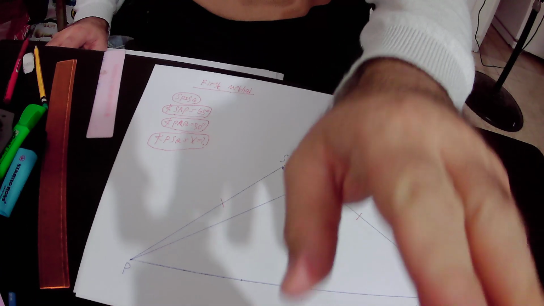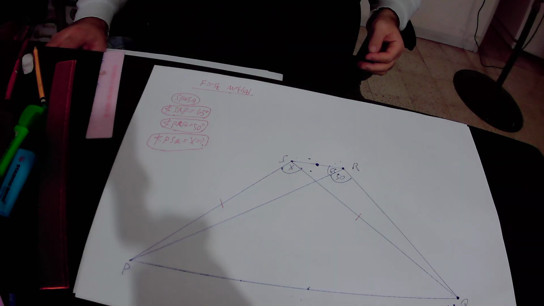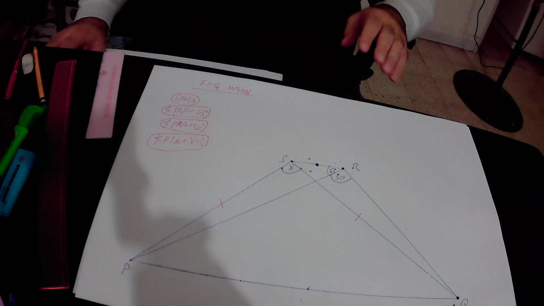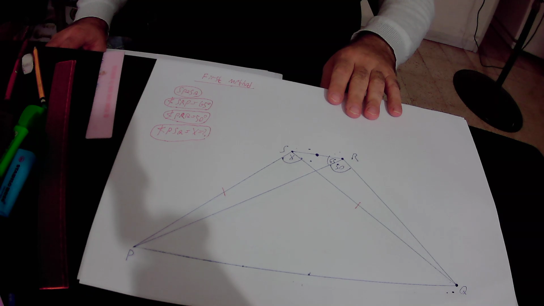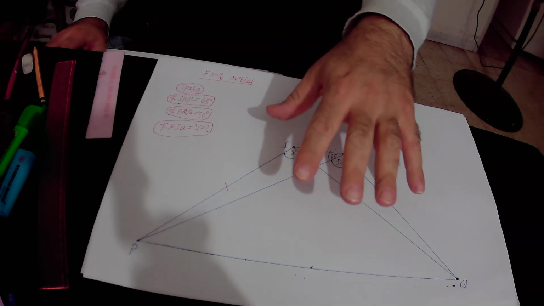Hello, in this lecture we will find the size of angle x in two different methods. In the drawing we have quadrilateral SRPQ.